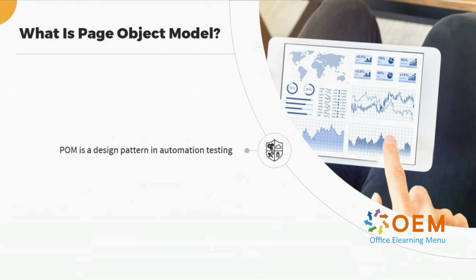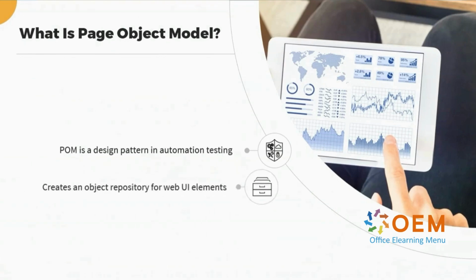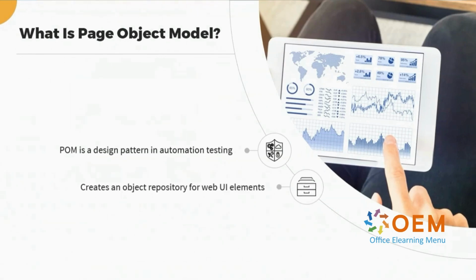Simply put, page object model is a design pattern in automation testing. It is mainly used to separate the test code from the web UI elements, making our tests more modular and easy to maintain. It actually creates an object repo for web UI elements, improving code reusability and maintainability, which is extremely essential. And the end product is that each page of our application will have its own corresponding page class that contains the elements and methods to interact with that given page.